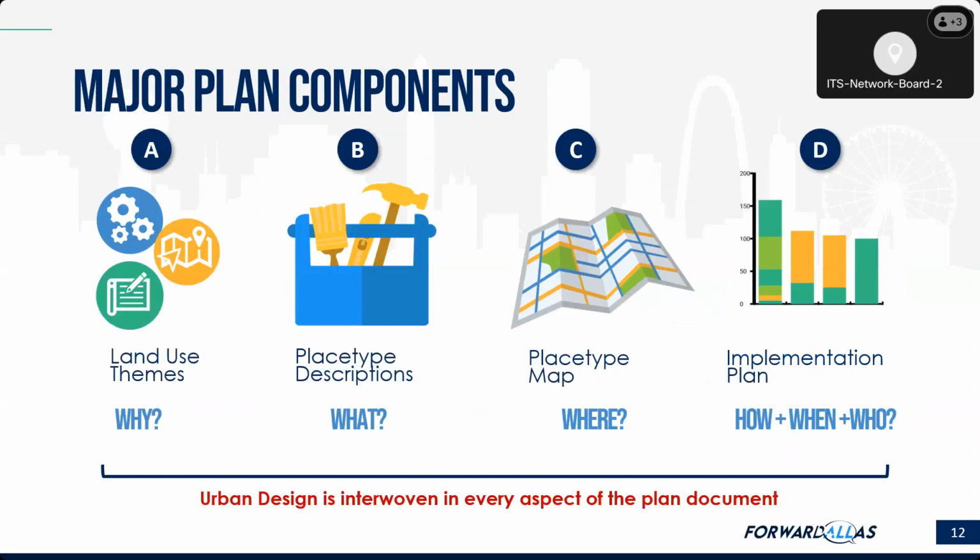All right, so this is going to be key and recurring throughout all the slides I showed: the major components of this plan encompass four major aspects: land use themes, place type descriptions, which we'll talk about, what place types are, the place map, which is our future land use map, and the implementation plan.